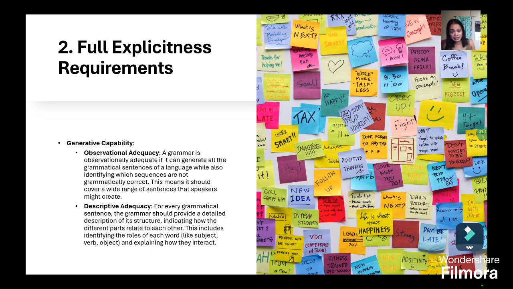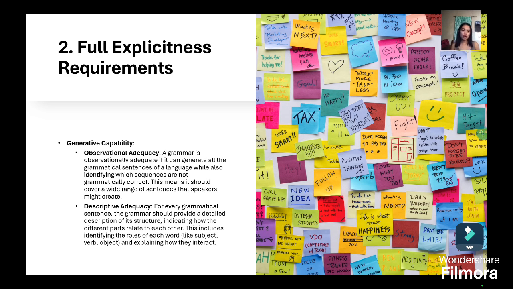In generative capability, there are two: observational adequacy and descriptive adequacy. A grammar is observationally adequate if it can generate all the grammatical sentences of a language while also identifying which sequences are not grammatically correct. This means it should cover a wide range of sentences that speakers might create.